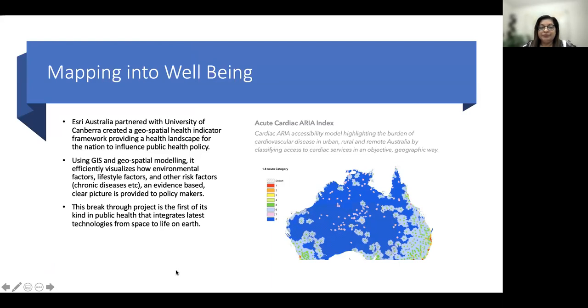Bringing it all together, Esri Australia partnered with the University of Canberra to create a geospatial indicator framework, providing a health landscape for the nation to influence public health policy. Using GIS and geospatial modeling, it efficiently visualizes how environmental factors, lifestyle factors, and other risk factors, including chronic diseases, an evidence-based clear picture is provided to policymakers in public health. This breakthrough project is the first of its kind in public health that integrates the latest technologies and real-time streaming from space to life on Earth.